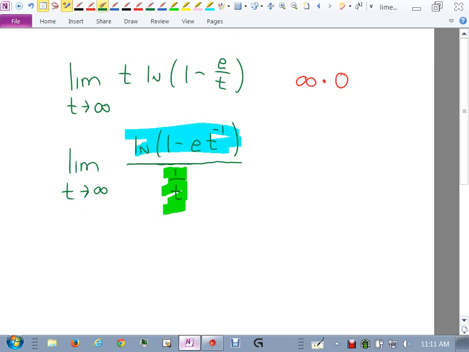Let's see. So by L'Hopital's rule, I need to take the limit as t goes to infinity of the derivative of the top. The derivative of natural log of something is 1 over itself. No.